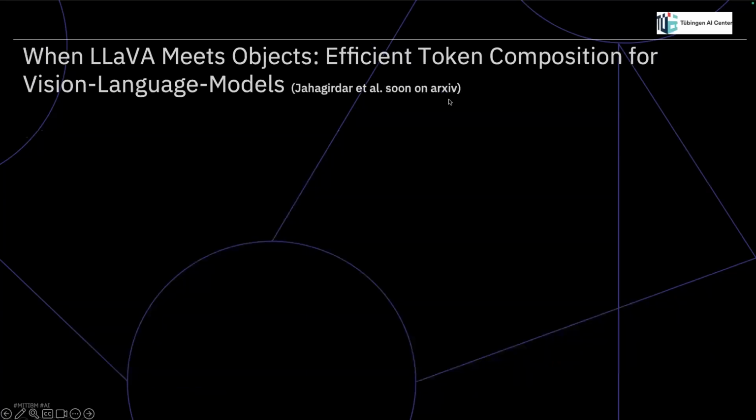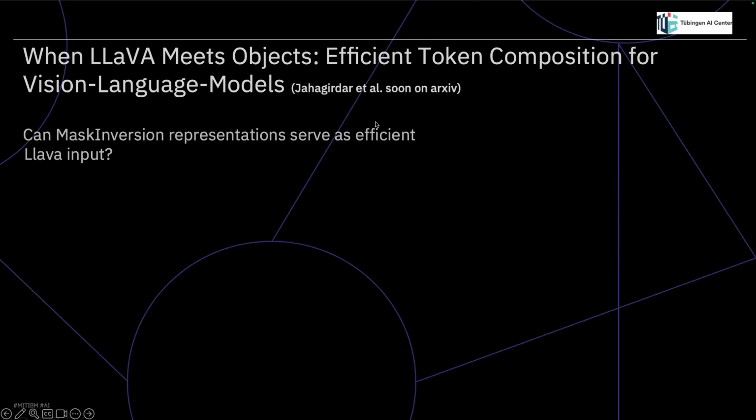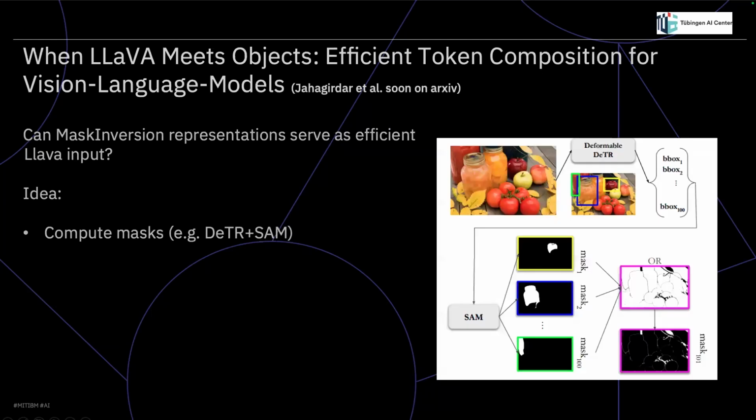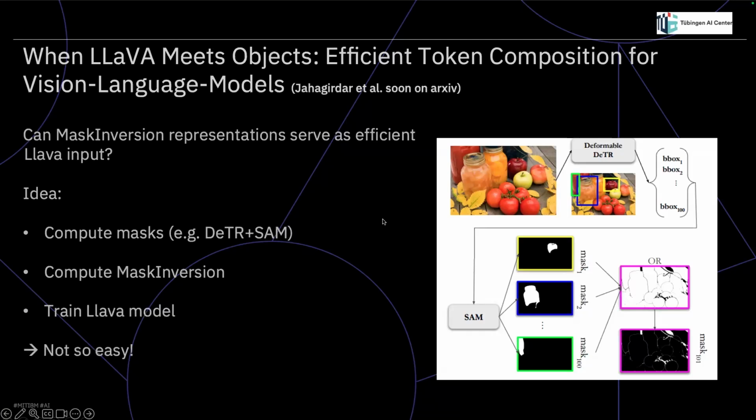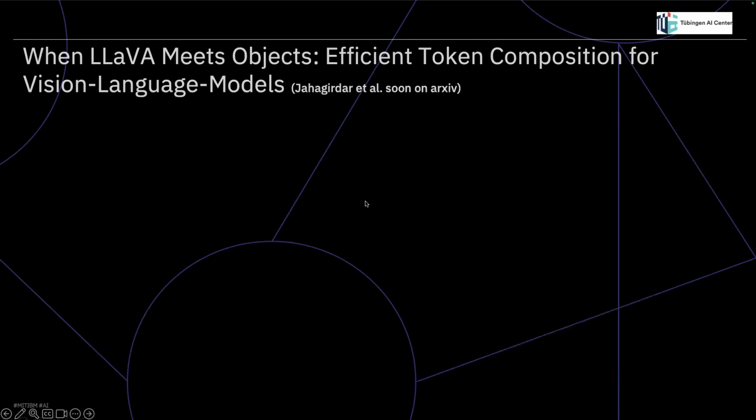Okay, and then just again as a very final outlook, again, paper that's not yet published. Obviously, we also thought, okay, if we have a nice representation, can we also use this as LLaVA input? And the idea was, let's just compute the masks by using DETR and SAM in combination, because it's pretty straightforward. Let's compute the representation, train a LLaVA model, we are done. Actually, it turned out it didn't work so well. So practically, the answer is we had to do a lot of tweaking and everything.